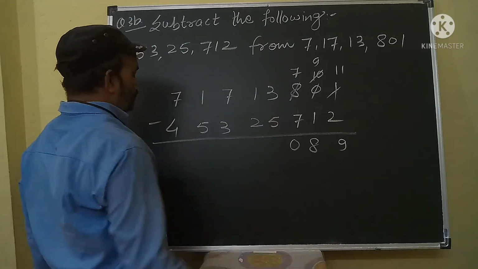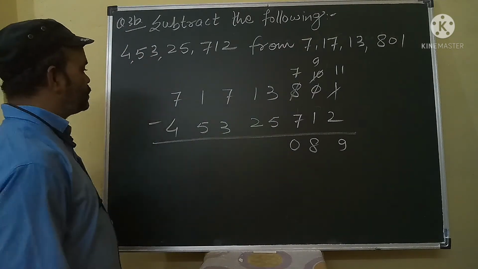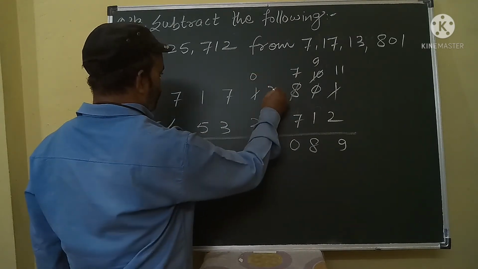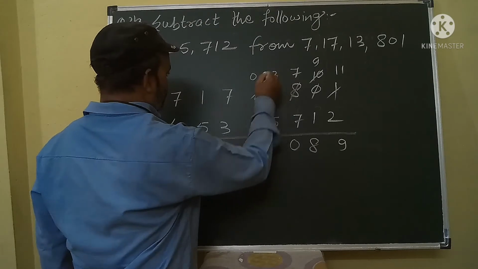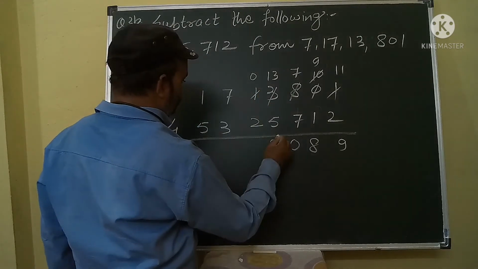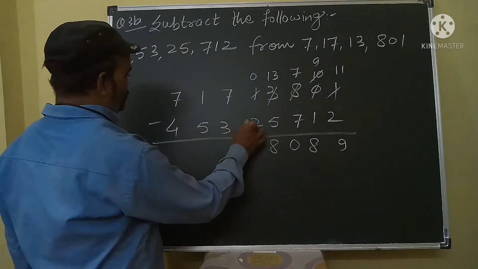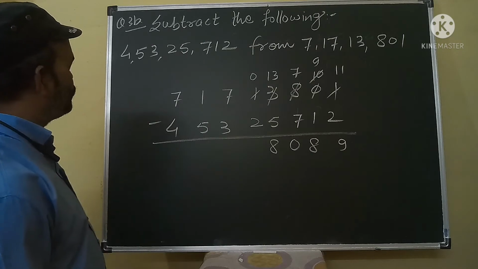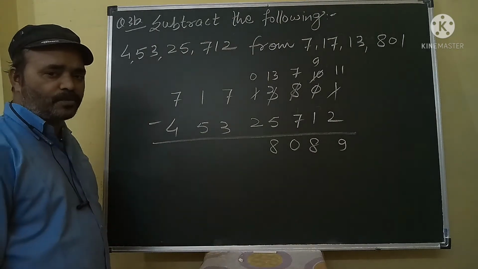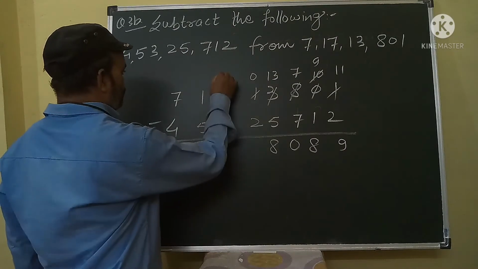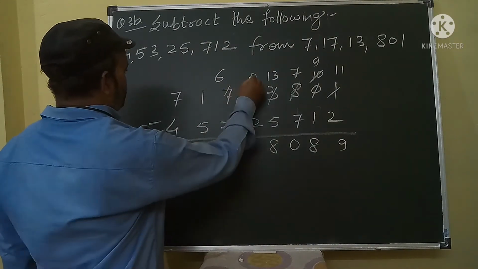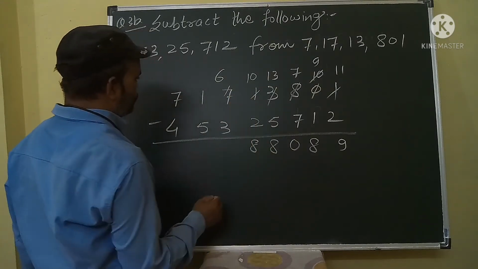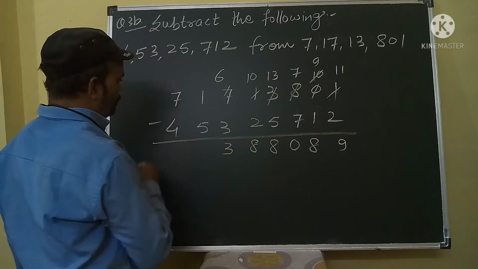This is 5, this is 3. We cannot subtract 5 from 3. We take one number borrow from 1. So 1 converted to 0 and 3 converted to 13. 13 minus 5, 8. Okay. This is 2, this is 0. We cannot subtract 2 from 0. So what will you do? We take one number borrow from 7. So 7 converted to 6 and this 0 converted to 10. 10 minus 2, 8. 6 minus 3, 3.